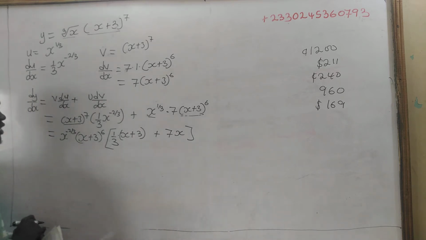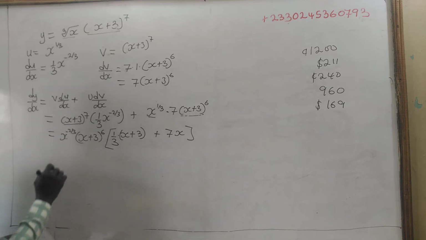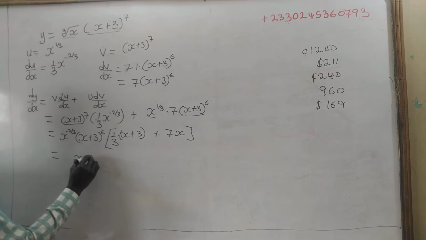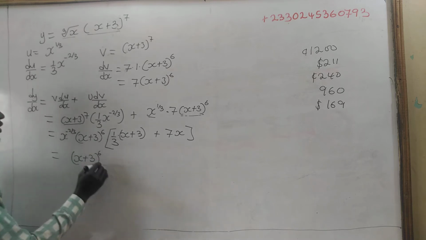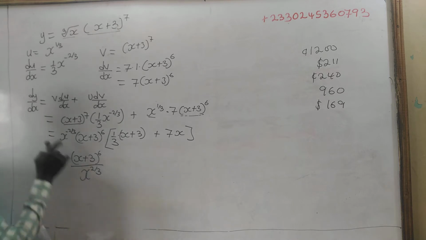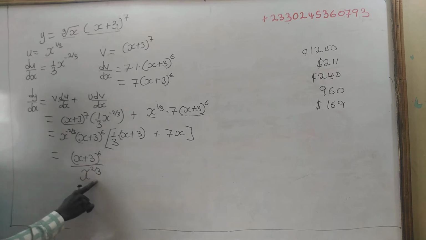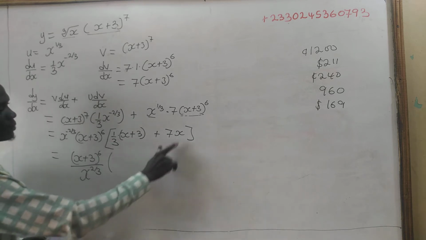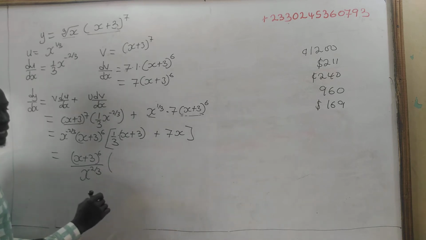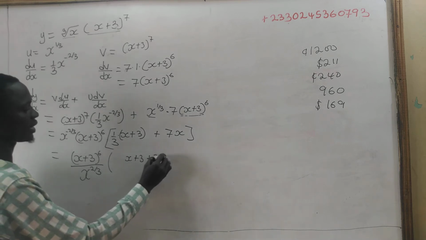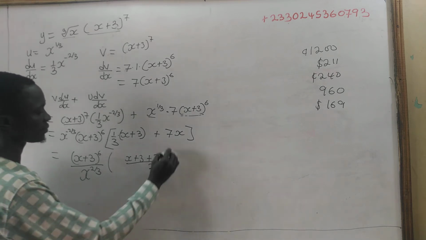Okay, so here we are going to have (x+3)^6 divided by x^(2/3). Since the power is negative, it comes down and becomes positive. Times, let's multiply 2 by 3 and divide by 3. So we have (x+3)^6 plus 21x divided by 3.